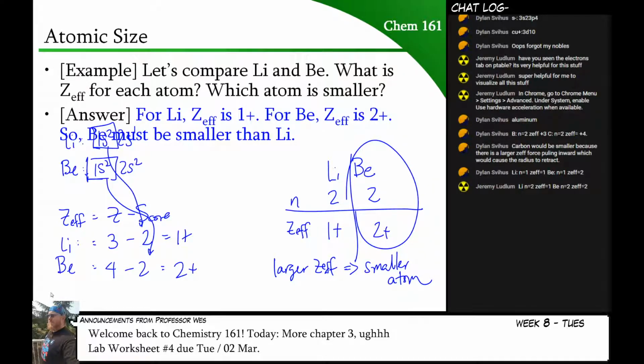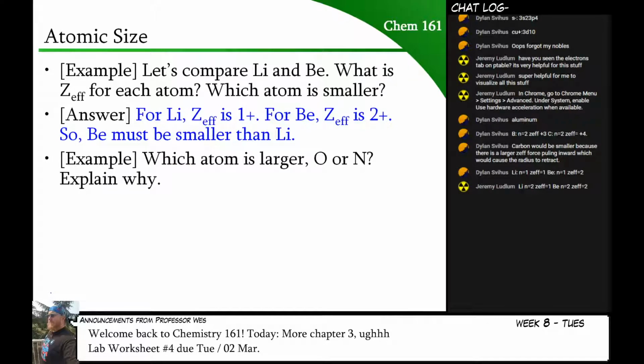All right, got to hit clear. Here's the next one, which is bigger. Be careful. Oxygen or nitrogen? Explain why. So do the same thing. Oops. Just don't mess up there like I did.